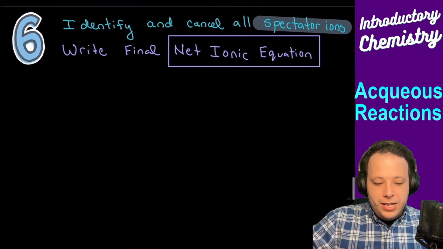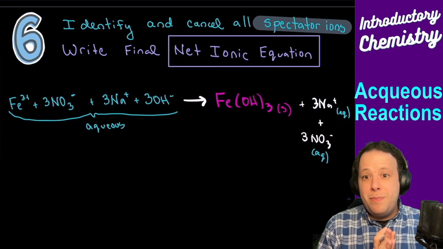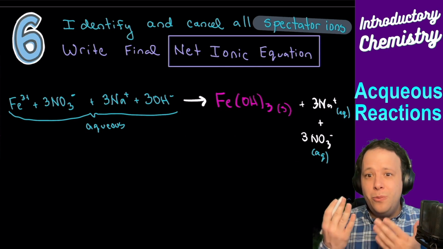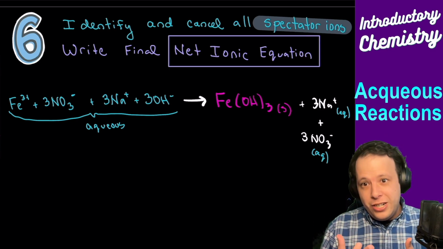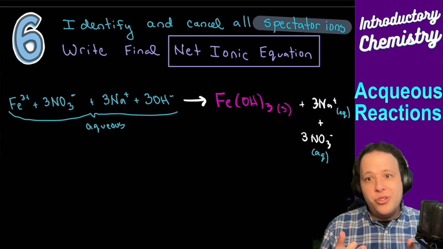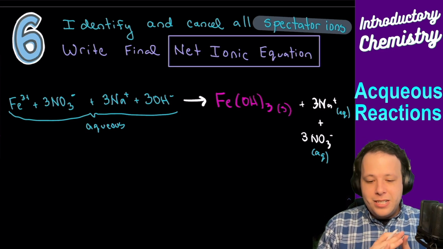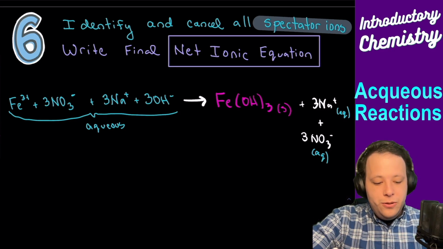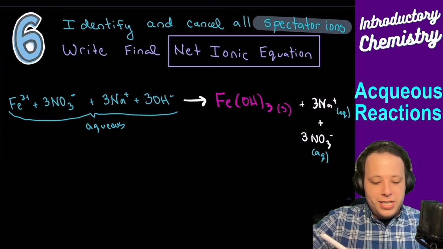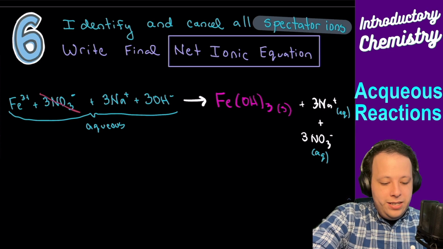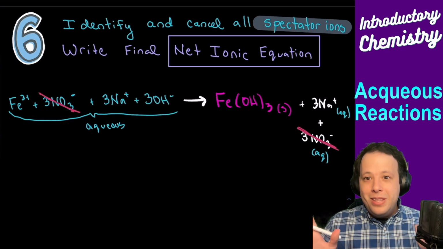The way to show that is by canceling out spectator ions. So what is a spectator? Well, if you go to a sporting event, we are spectators. We are not participating in the actual event. We are just watching, just enjoying it. So what we do is we look at both sides of the reaction and see where there are spectators. For example, notice how there are 3 nitrates on the left-hand side, 3 on the right. It's on both sides of the equation.